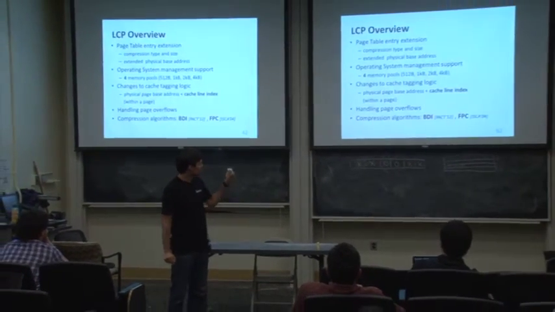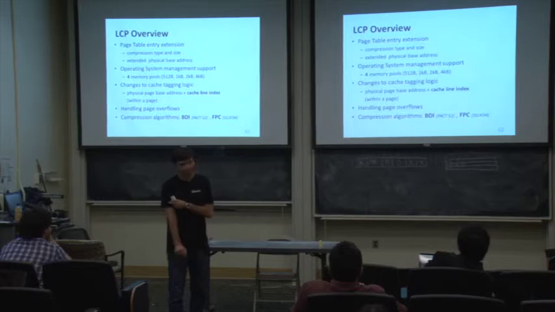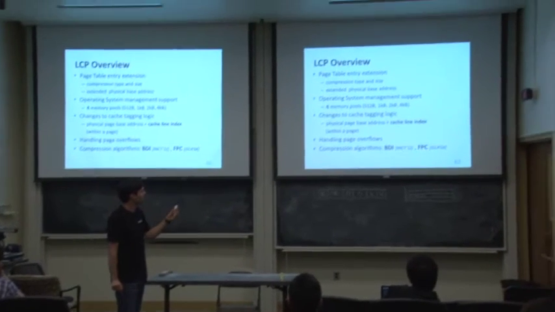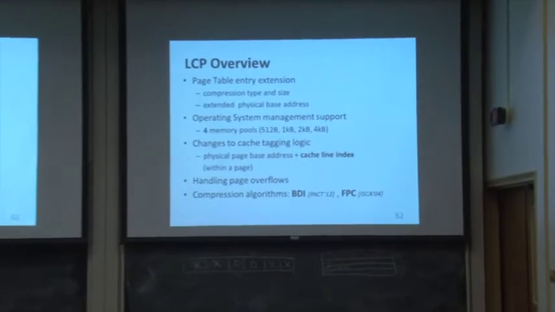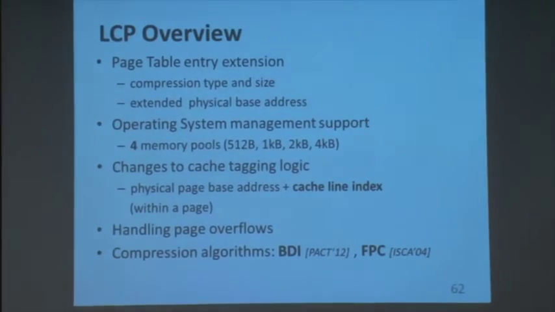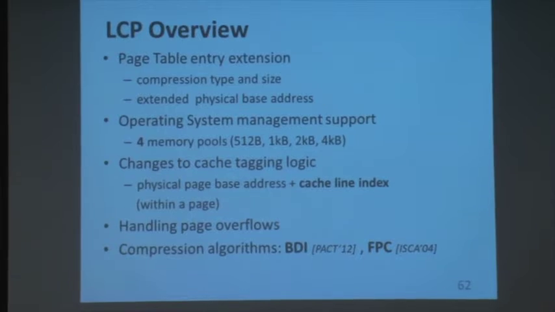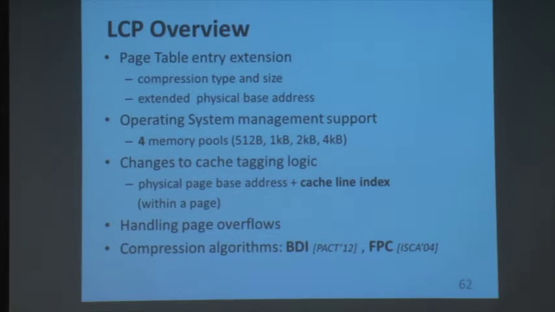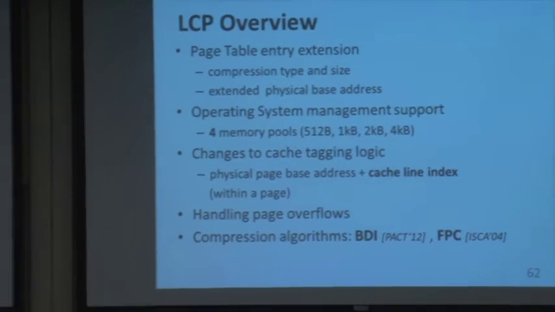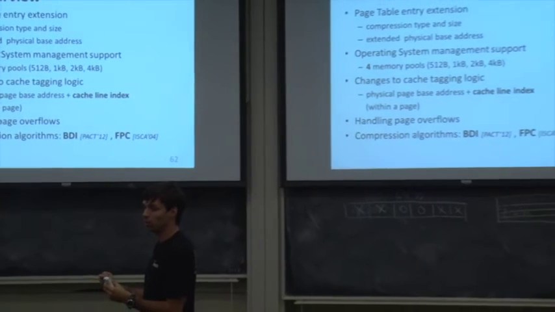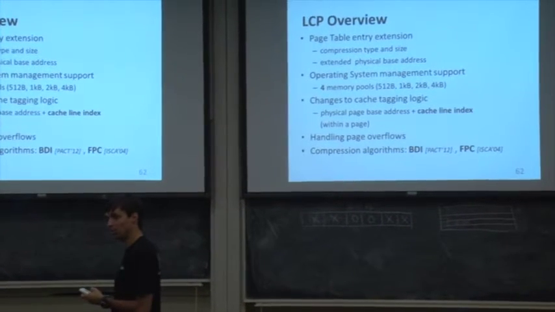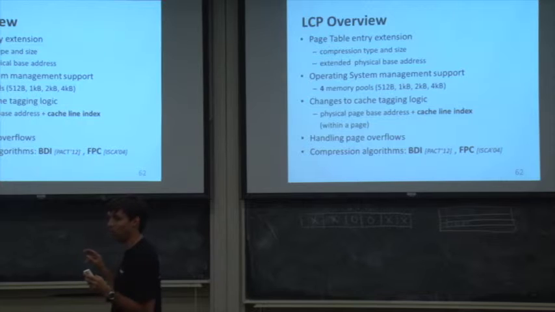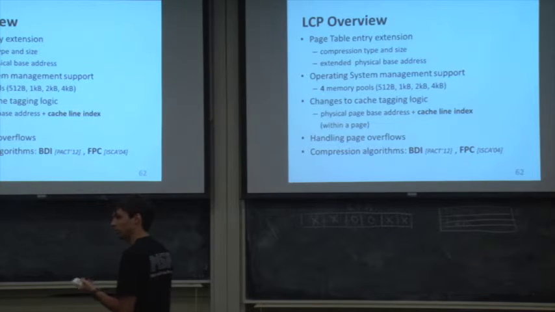I think we already talked about almost everything in that slide because you asked questions. Essentially, I'm talking here about what kind of changes are needed to the page table entry, what is needed in terms of operating system changes, what is needed for the cache tagging logic, and what additional bits you need to add to the cache line. And there are page overflows. Those are special events when your exception storage keeps growing and you don't fit into the dedicated size anymore. You need a special event to handle that in the OS, and that's very time consuming. So in the paper, again, we evaluate how often that happens and what we need to do in that case.